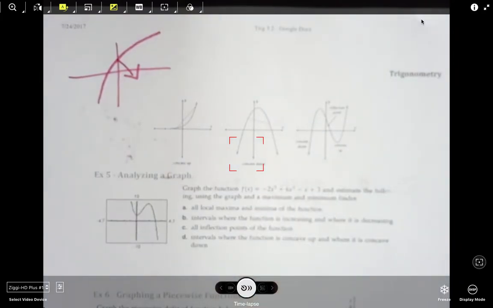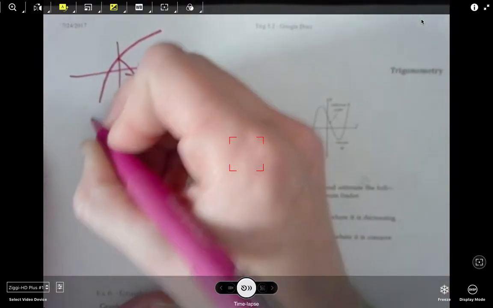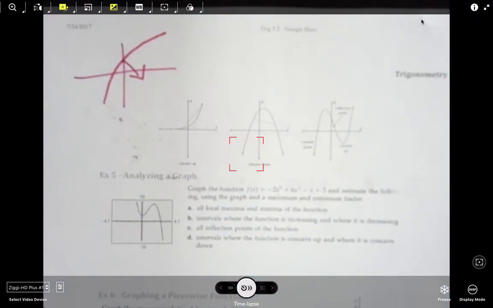Increasing does not necessarily mean that it's going to be caving upward all the way through. This one's caving upward and it's increasing. This one's caving downward and it's increasing.